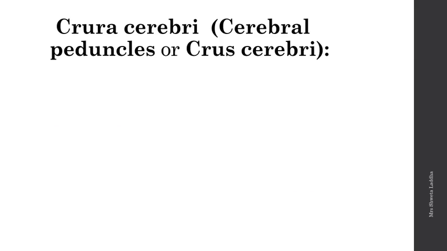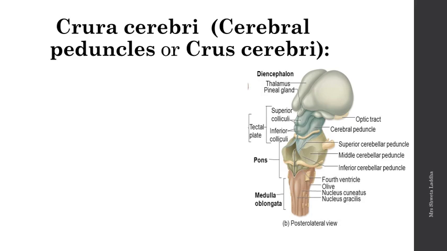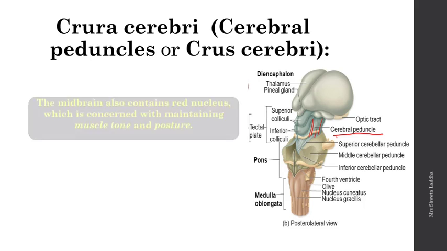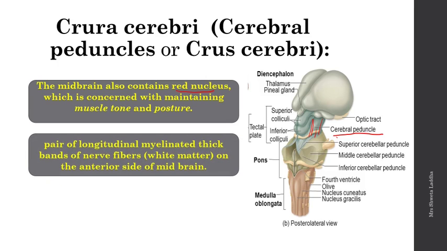Now, crura cerebri or cerebral peduncles are also called the crus cerebri. You can see in this picture the cerebral peduncle, these bands. The midbrain along with the crura cerebri also contains a region called the red nucleus. Literally, it is a red nucleus. It has ferritin or hemoglobin present, and it is concerned with maintaining the muscle tone of the body, or maintaining your posture. Now, what is crura cerebri?